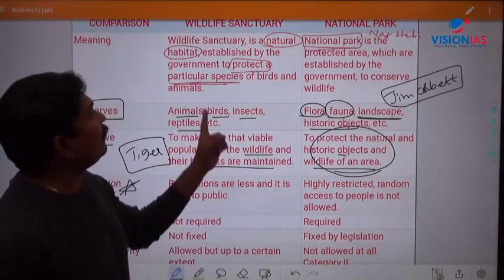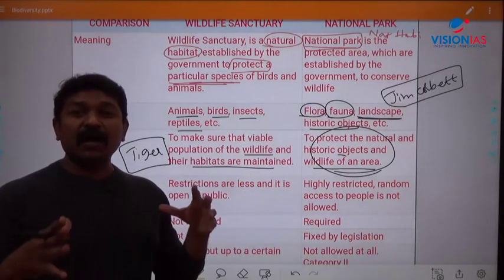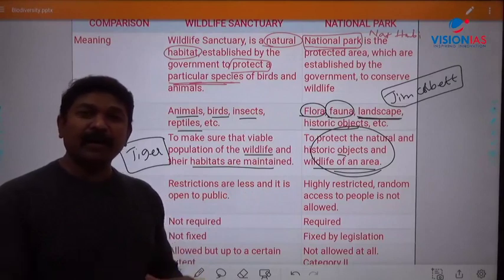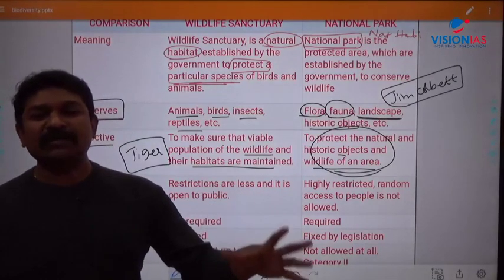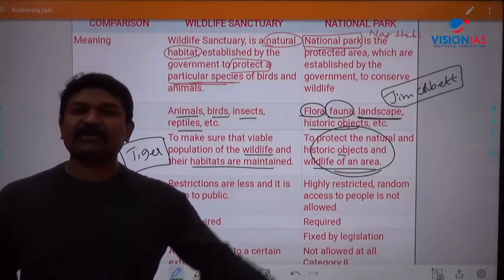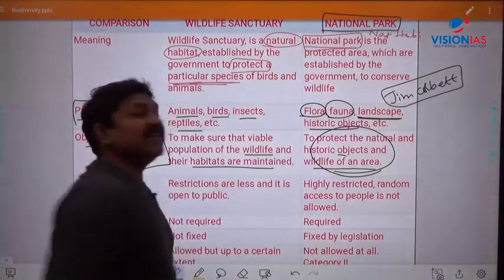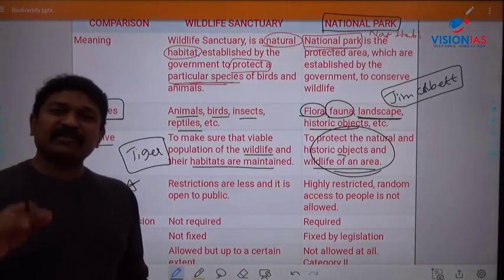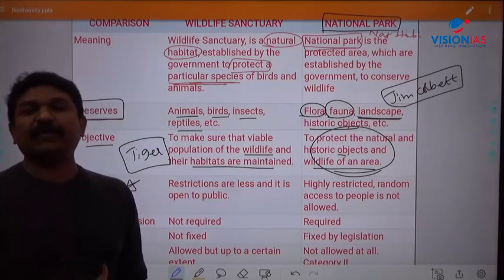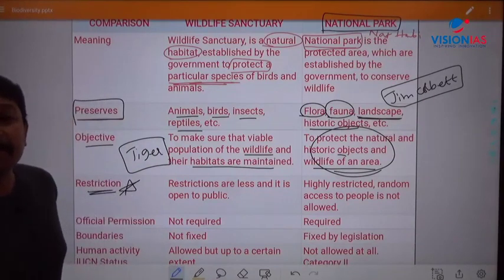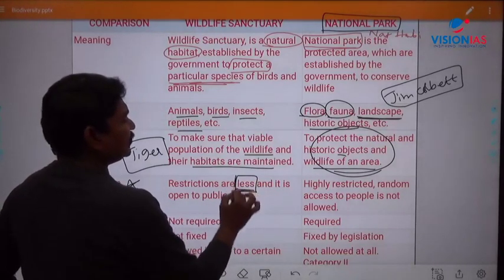Which of the following strategies is not allowing people 100%? There is no allowance at all. There is a strict restriction. Where? It is in the national parks. It is in the national parks where strict allowance means what? Strict prohibition of people is there in the national parks, not in the wildlife sanctuary. Restrictions are less there. This is the biggest mistake that is made here.